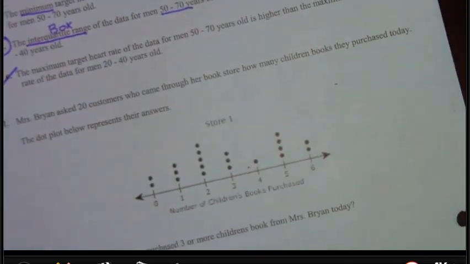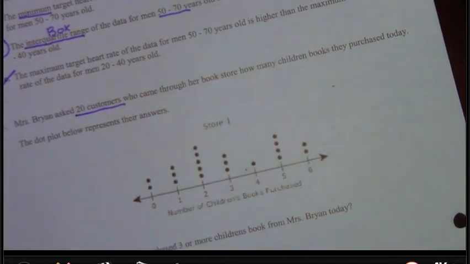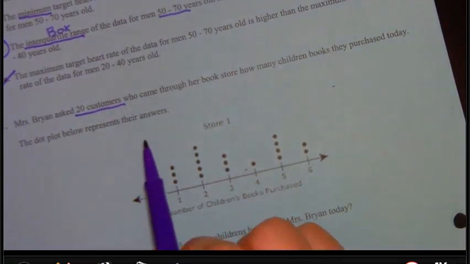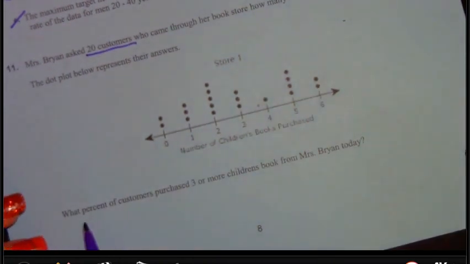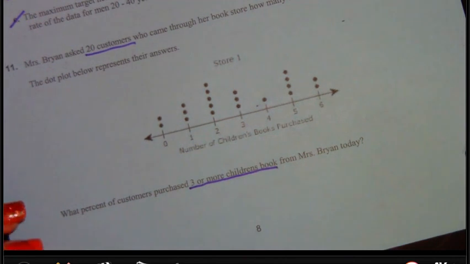All right, number 11. Miss Bryan asked 20 customers who came through her bookstore how many children's books they purchased today. The dot plot represents their answers below. What percent of customers purchased 3 or more children's books today?